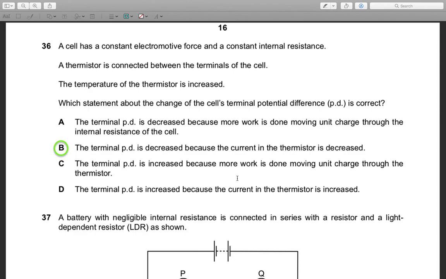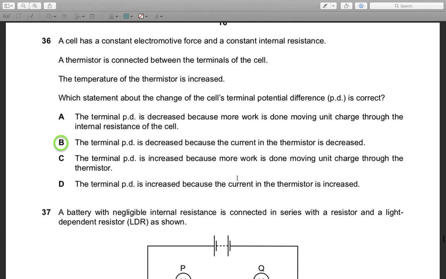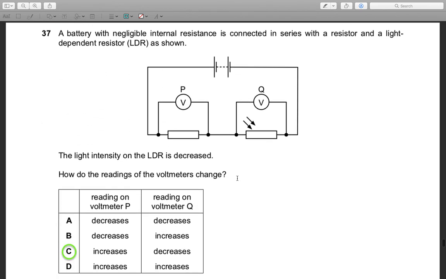B: the terminal PD is decreased because the external current decreases. Yes, if the terminal decreases, the potential difference will decrease. C: the terminal PD is increased because more work is done moving charge through the thermistor. No, it will not be increased. D: the terminal PD is increased because the current in the thermistor is increased. Yes, I think the correct answer is B.